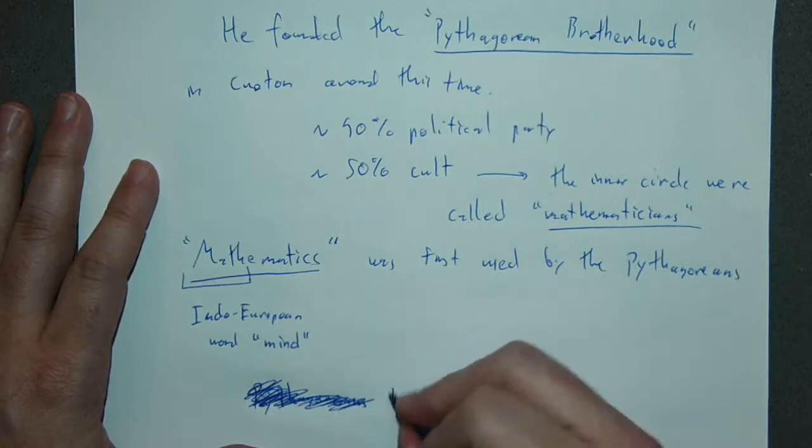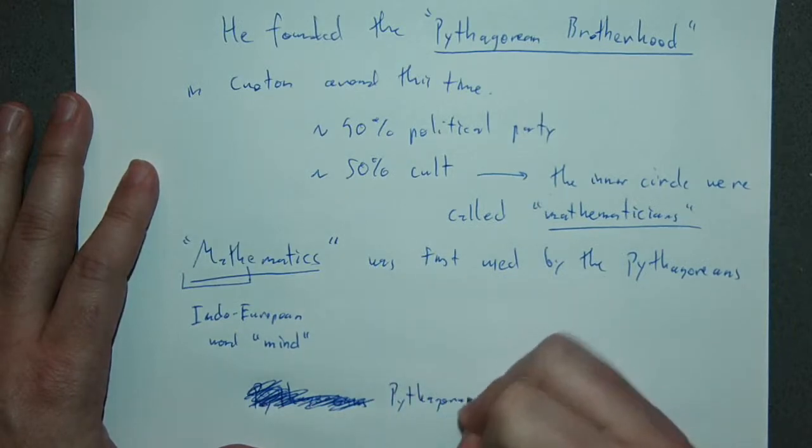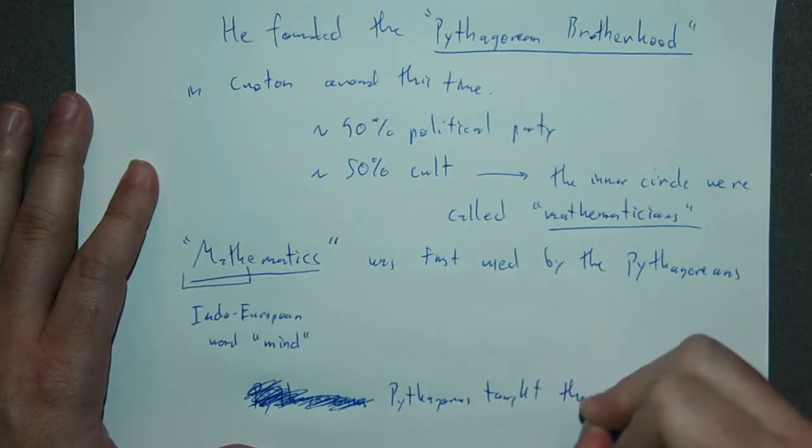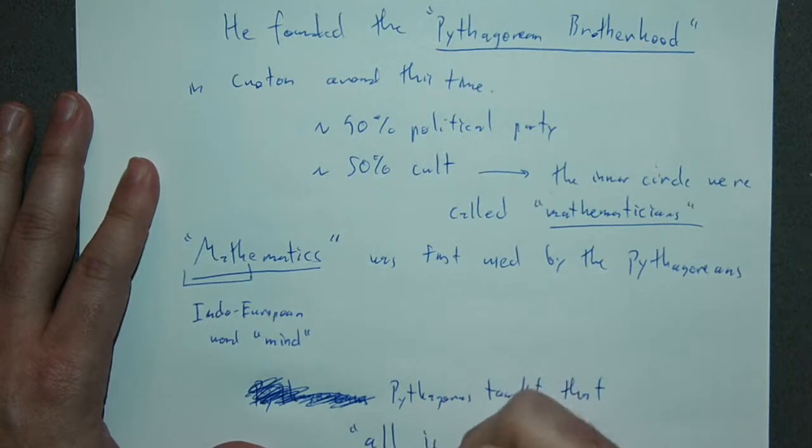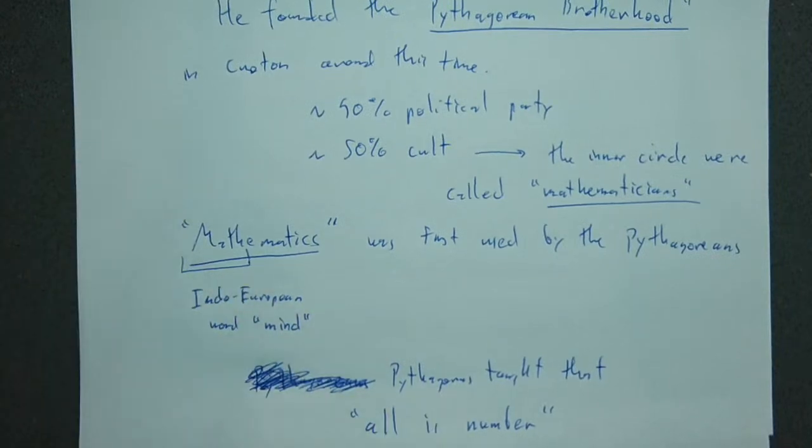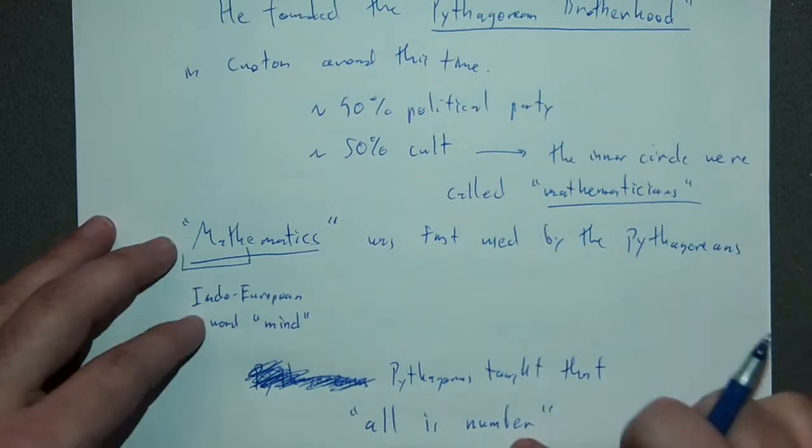Anyway, Pythagoras taught that all is number. Okay, and that seems a little more innocuous than what they actually were claiming. Basically, they were claiming that everything that you could dream up mathematically could be reduced to whole numbers and ratios of whole numbers. So here's the translation of all is number.